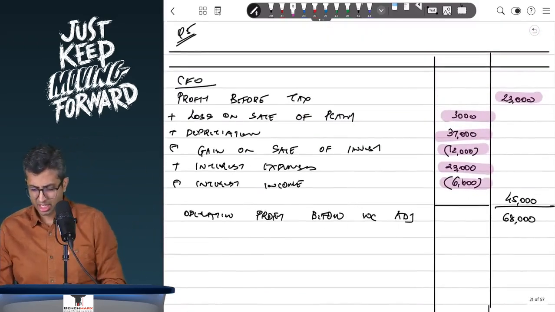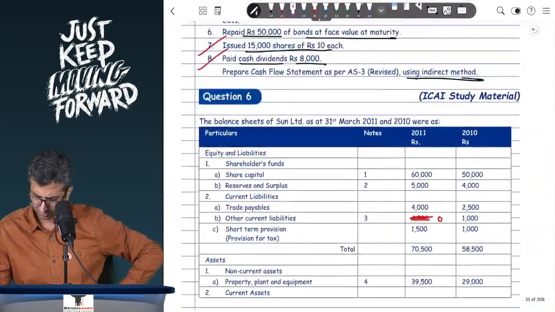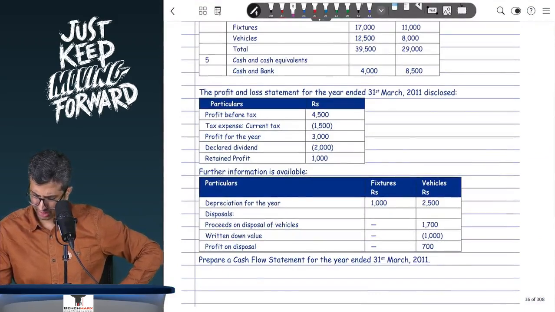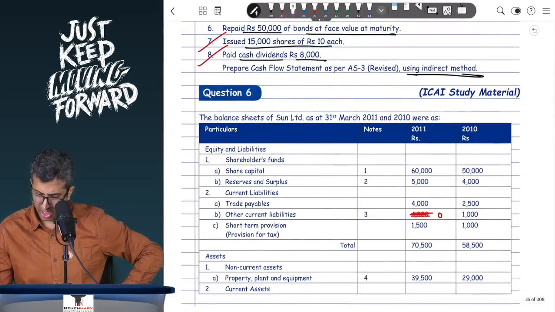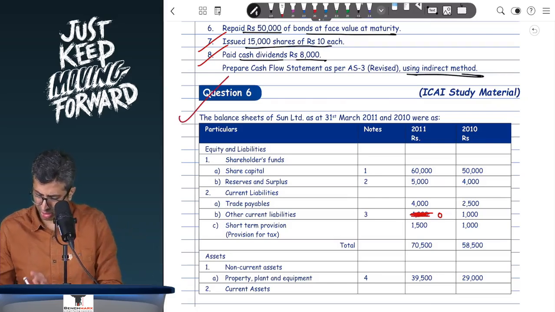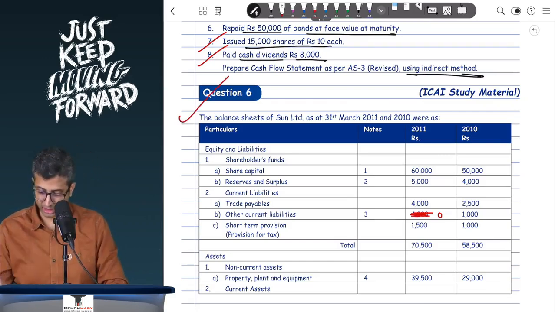Like 6 over here, I'm not sure. Can you solve it, by the way? Yes, you can, I think. So you can pause and try question 6. I think this 1500 over here is 0. Keeping that into consideration, you can pause and try. Question 6, there's nothing new over here.